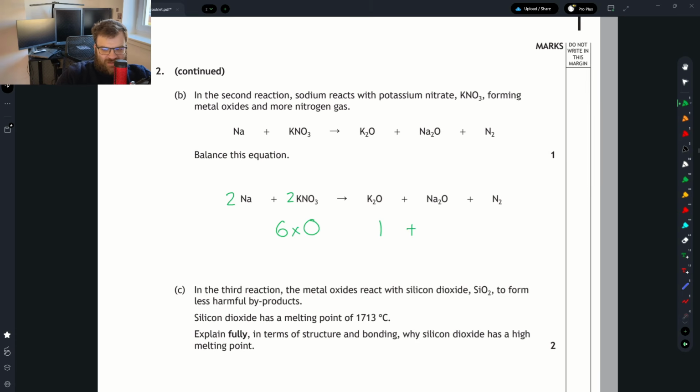Got 1 oxygen there and 1 oxygen there. So only got 2 there. So we need more oxygens on the right-hand side. So let's try some numbers then. Now at this point we can go in 2 different directions.